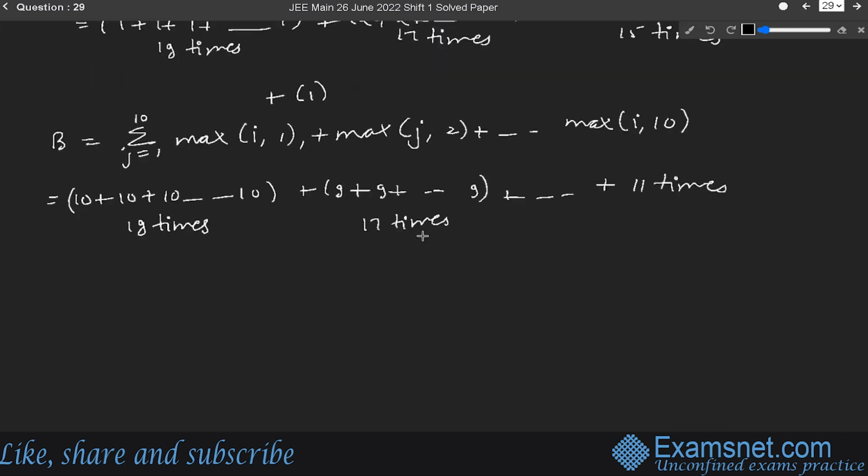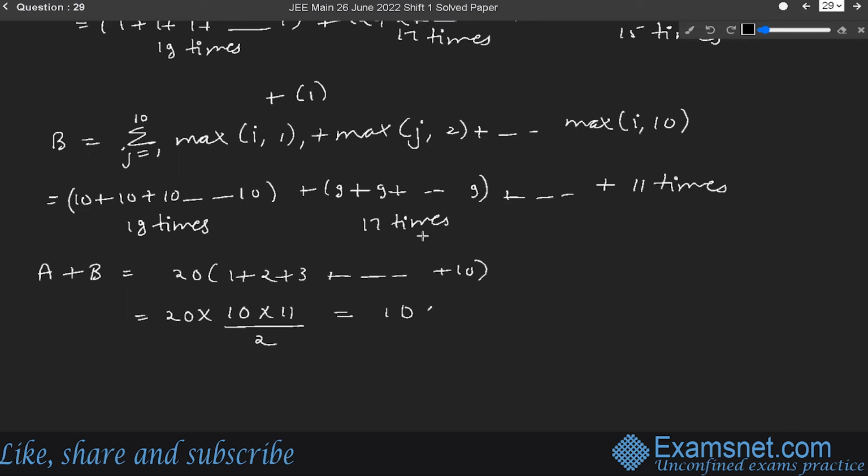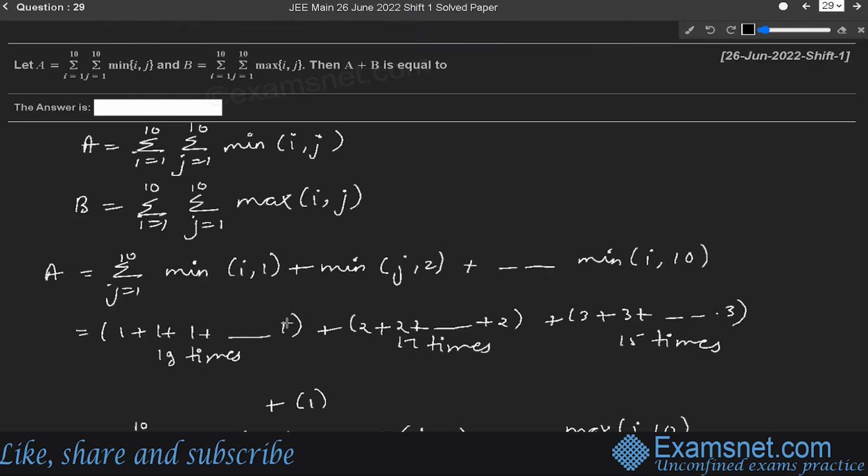Therefore, we can say that A plus B will be equal to 20 into 1 plus 2 plus 3 and so on up to 10. So this will be equal to 20 into 10 into 11 divided by 2. So again, it will be equal to 10 into 110, which gives 1100. So we can say that the correct answer for this question is 1100.